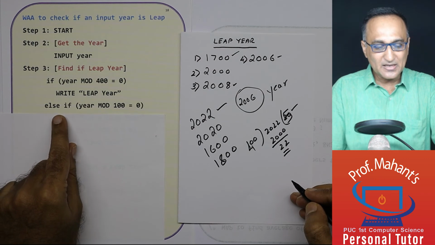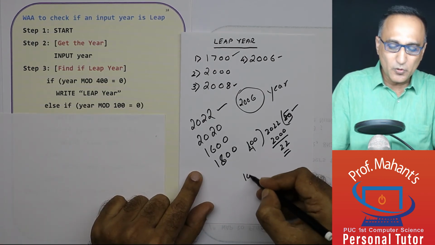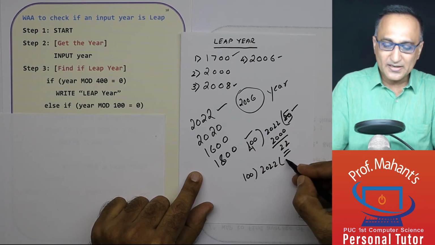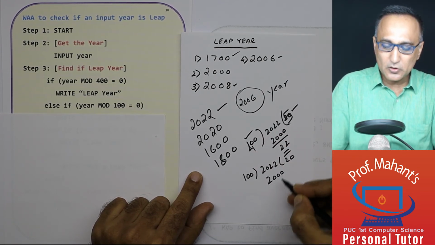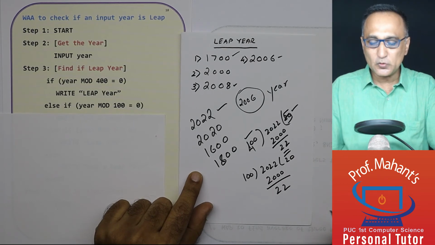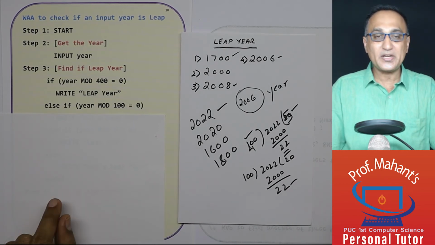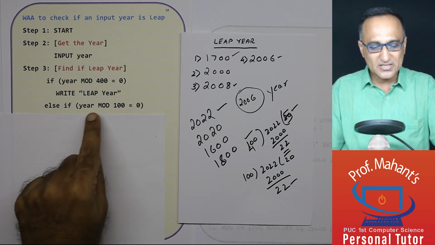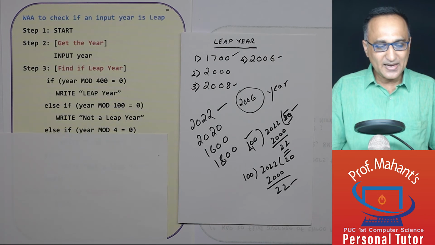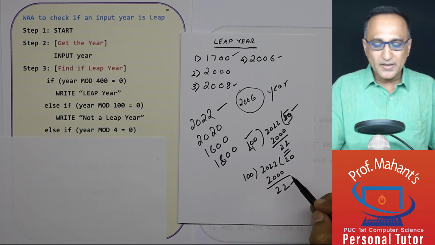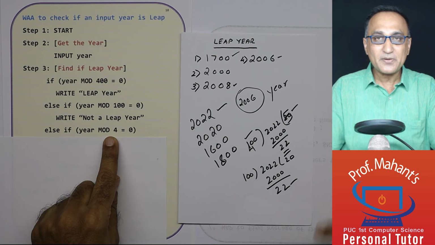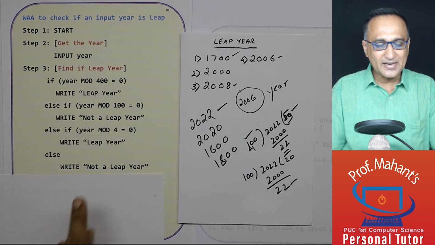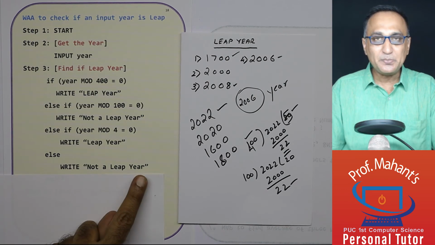Next time I'm saying year mod 100, that means I'm doing it by 100. Okay, first, the correction, it should be by 400. It is 20. This is 2000. So this is 22. In both cases, the remainder is 22. 22 equal to 0 is absolutely false. So this condition also fails. Then I come here, 2022 divided by 4, the remainder happens to be 2. So again, this condition is false and automatically it's going to print not a leap year.